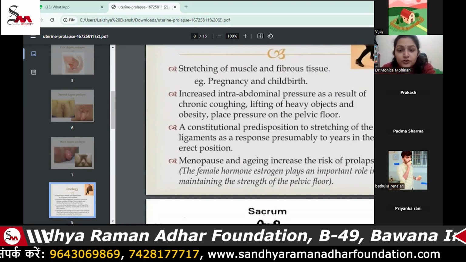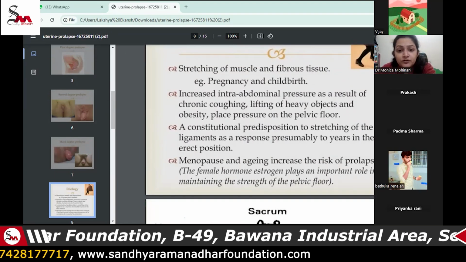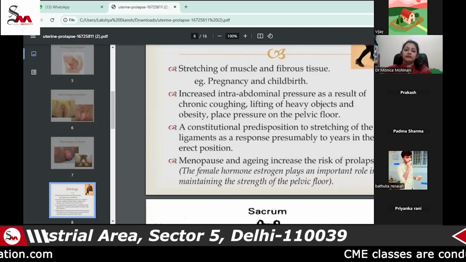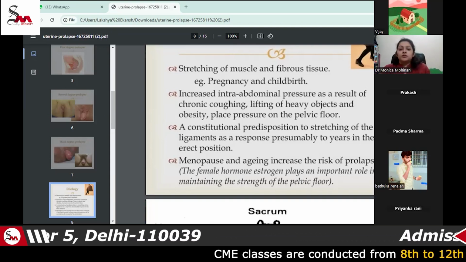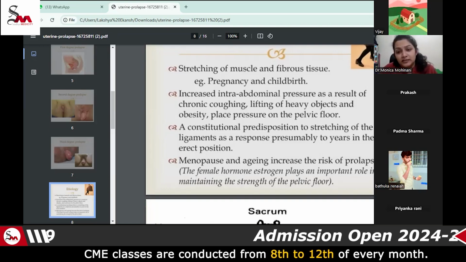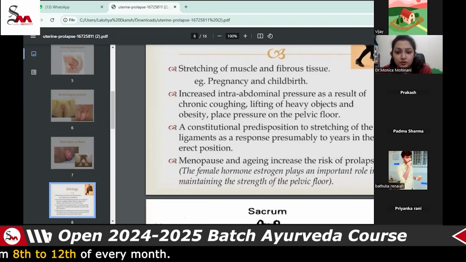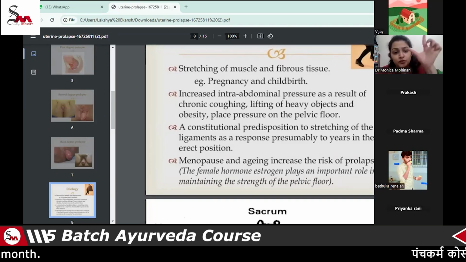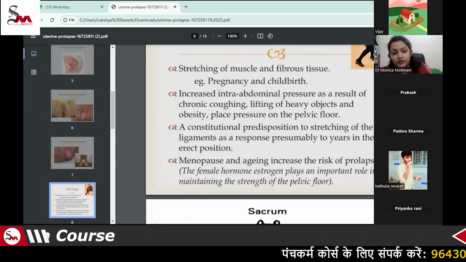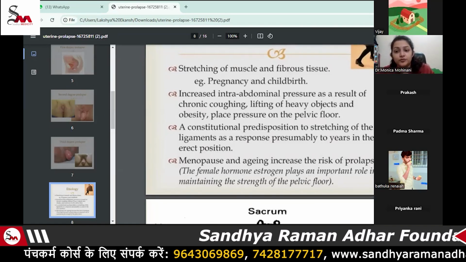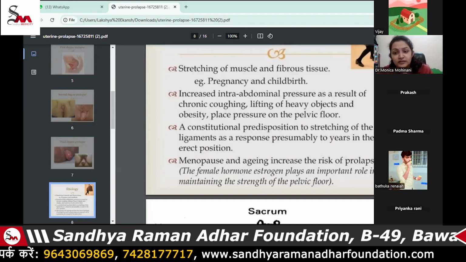And a constitutional predisposition to stretching of ligaments as a response of presumably to ears and the erect position. तो ये कॉन्स्टिट्यूशन ही उसका ऐसा है कि वो लिगामेंट्स में स्ट्रेचिंग होती है, जैसा कि हमने क्लास की शुरुआत में ही डिस्कस किया। तो वो इरेक्ट पोजीशन पे है, तो एक उसका फॉर्मेशन, प्लेसमेंट, ये सब चीजें कहीं ना कहीं कंट्रीब्यूट करती हैं इन द लेटर लाइफ.